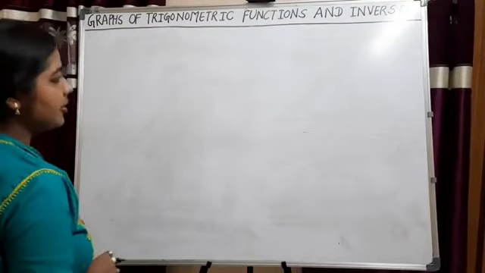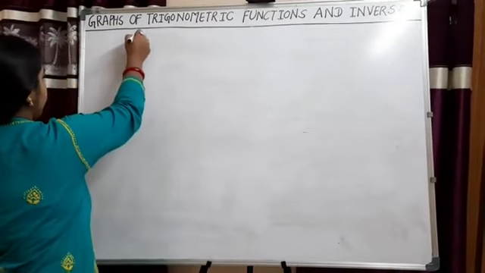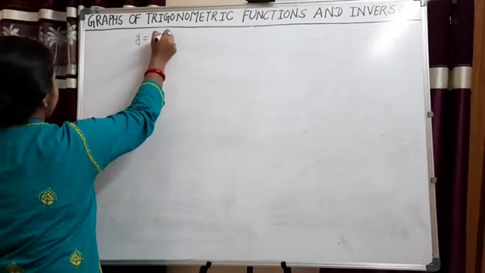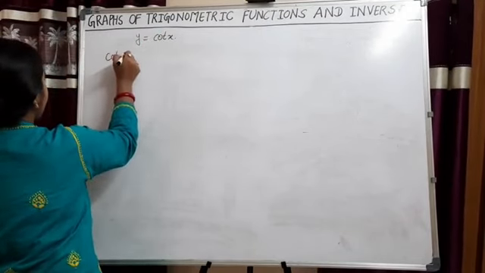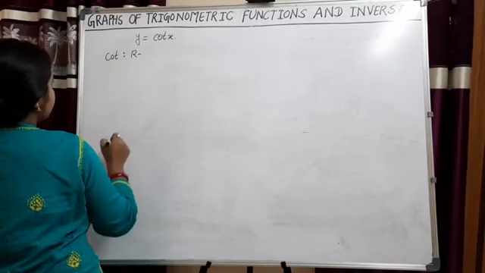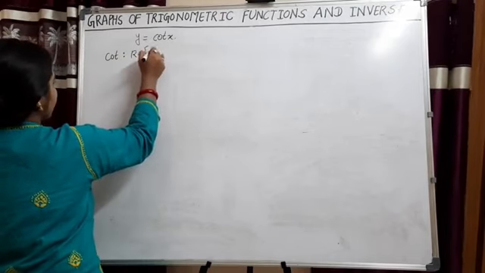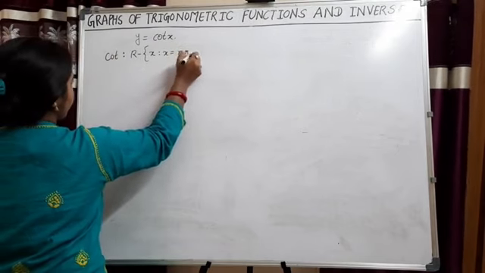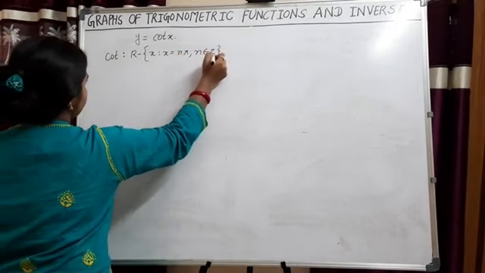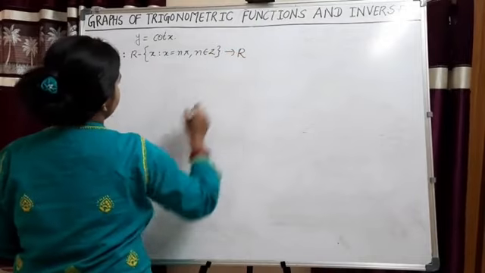We will discuss the graph of cot x. After that, cot inverse x. y equals cot x. So we'll write here: cot is defined from all real numbers except x equal to n pi, where n belongs to integers, and maps to all real numbers.